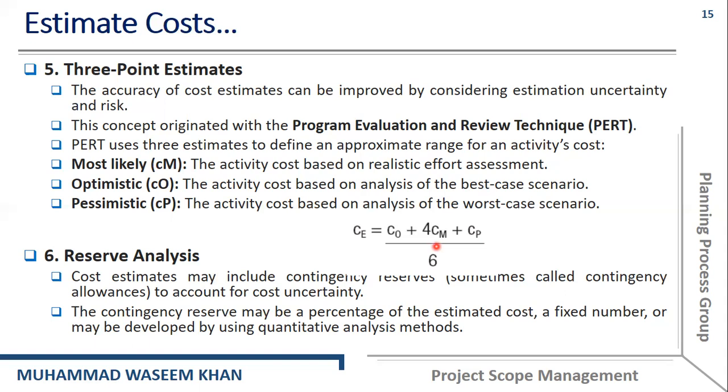Then let's move toward the reserve analysis. And cost estimates may include contingency reserve, that is sometimes called contingency allowances, to account for cost uncertainty. And the contingency reserve may be a percentage of estimated cost, a fixed number, or may be developed by using quantitative analysis methods. So contingency reserves are actually considered while estimating the cost for different activities and projects. And contingency reserve are actually those reserves that are considered based on the identified risks.